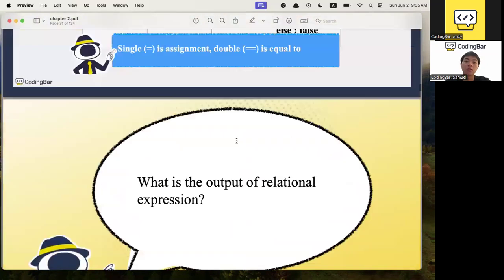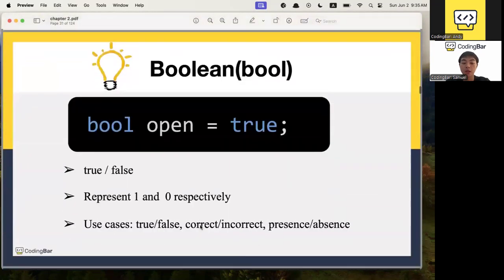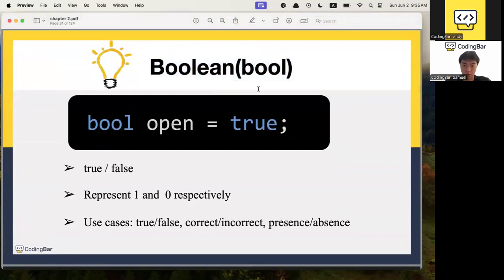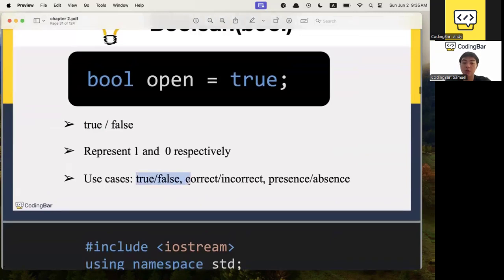So the answer for this kind of operator is a Boolean. Sorry, it's not a Boolean number, a Boolean type. And we talked about it a few times already. Booleans represent true or false. If it is true, when you try to print this out, it will be 1. If it is false, when you try to print this out, it will be 0. It is used to indicate true or false, or correct or incorrect, or presence or absence.